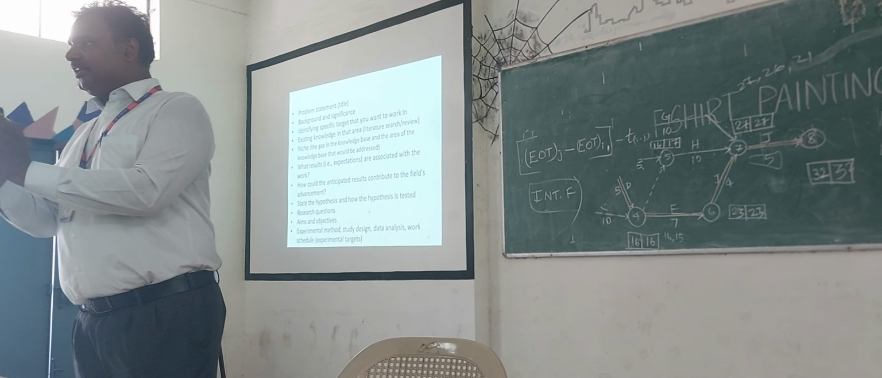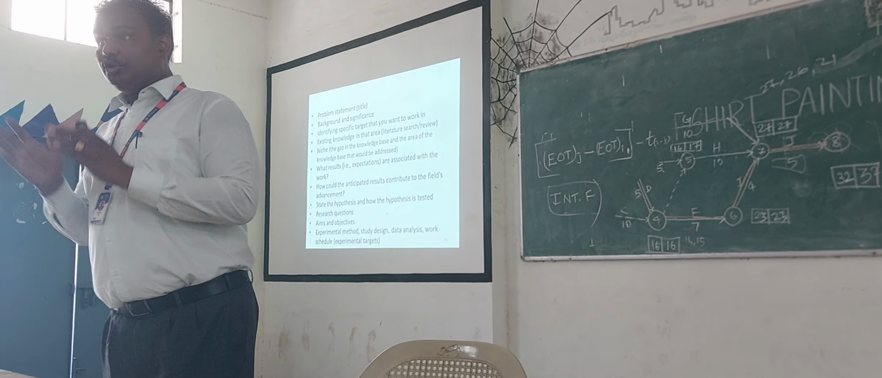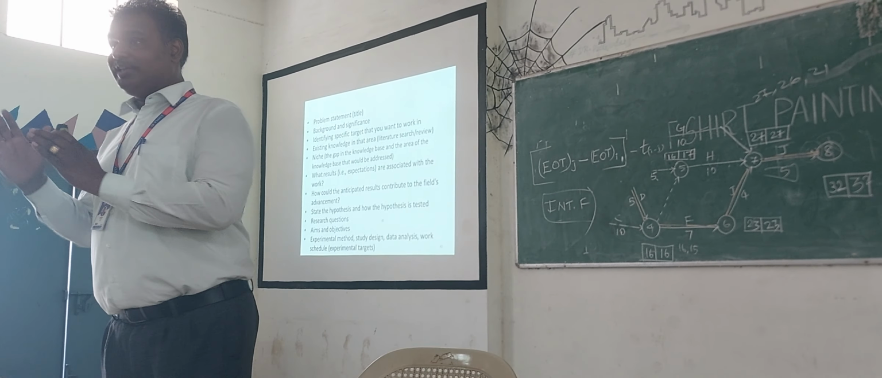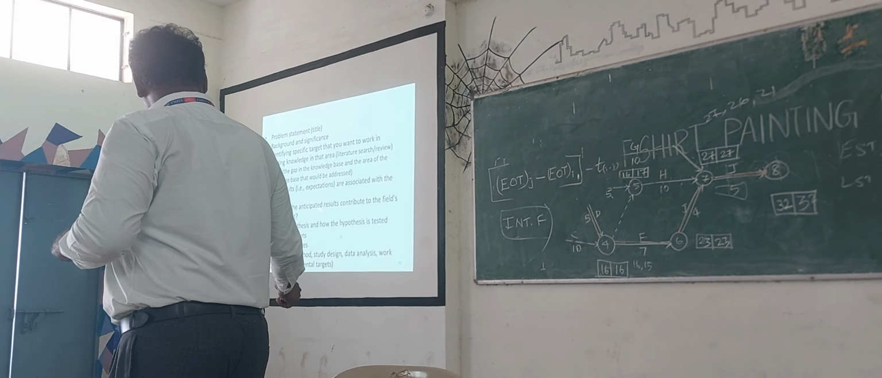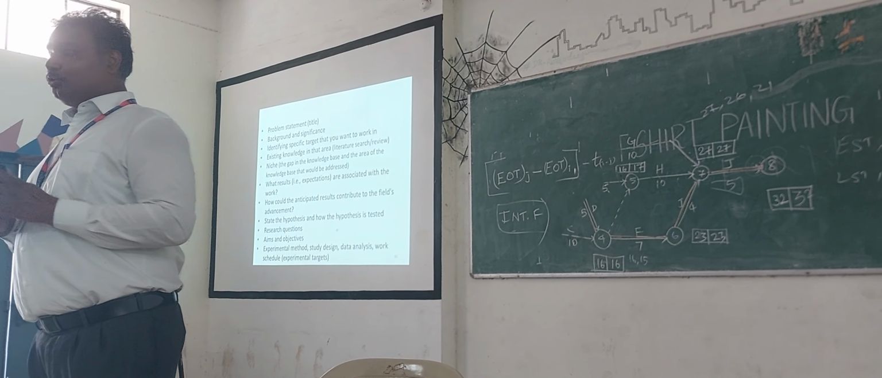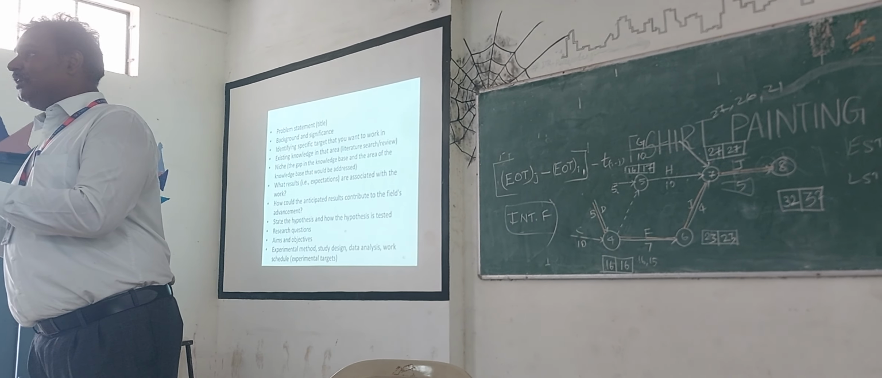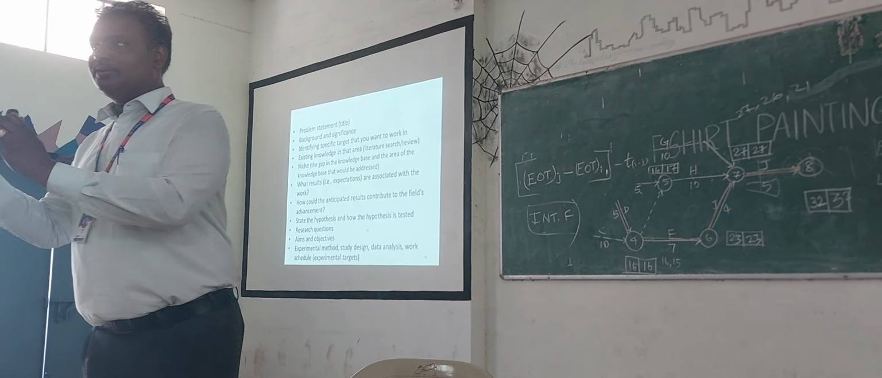Then what are the expected outcomes? It means you are doing the research, so what is the anticipated outcome? So you have to hypothesize: these are the expected outcomes. Then how could the anticipated results contribute to the field advancement? You are expecting some result. How does that result advance that particular field?